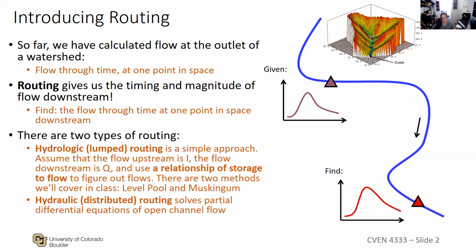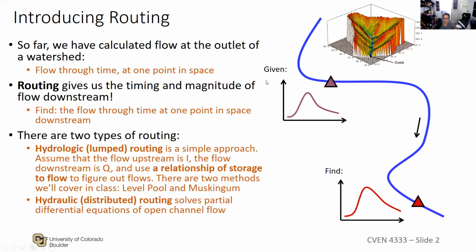However, a lot of the time in design circumstances and other cases, you may not have all the information about the river that you need, and you need something simpler in order to treat the river like a black box and just say, I have something coming in, I'm going to parameterize what's going on in between, and then give me a flow going out. That is what hydrologic or lumped routing is able to do.